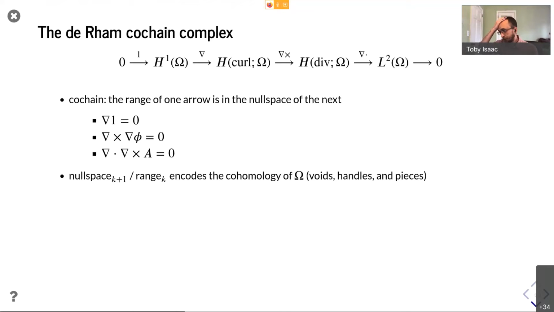So we have the de Rham cochain complex, right? So H1 grad goes into H curl, curl goes into H div, div goes into L2. The range of one arrow is the null space of the next. That's what makes it a cochain complex. And the quotient of the null space by the range is the cohomology of the domain, right? So those are only non-zero if we have voids or handles or multiple pieces for the domain. So this is the major organizing principle behind mixed finite elements as written in vector calculus.